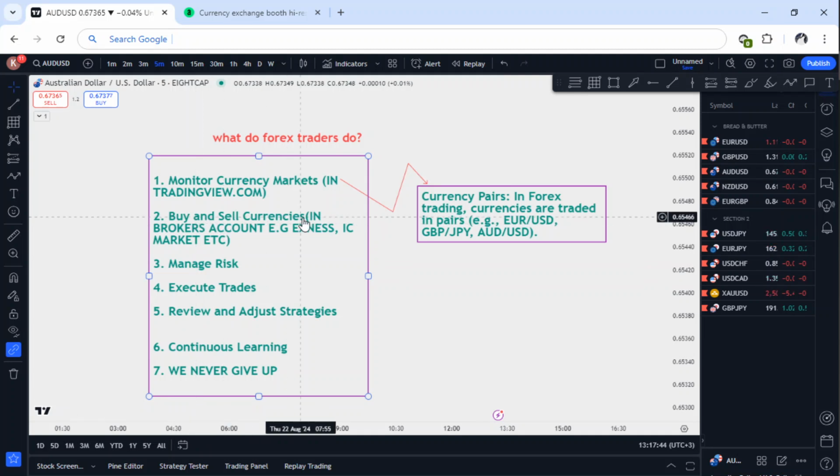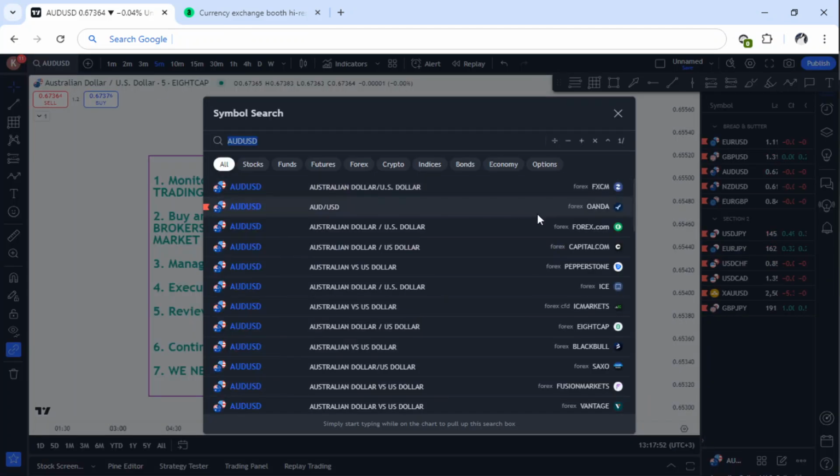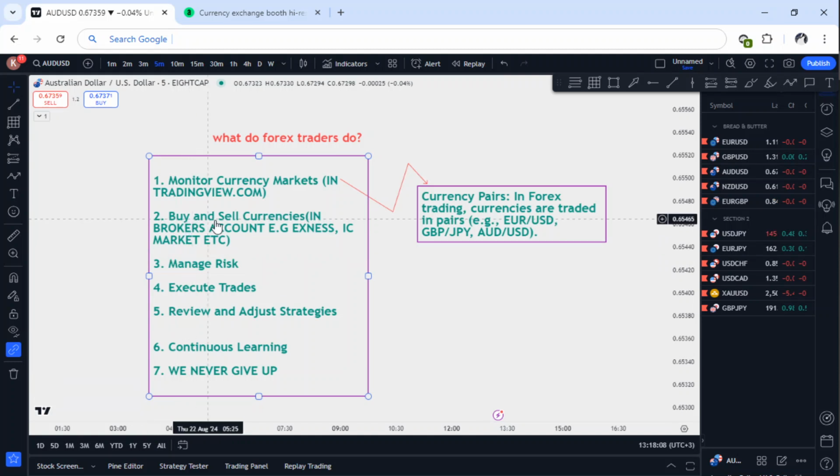Now they buy and sell currencies in brokers' accounts, e.g. Exness, Pepperstone, IC Markets. You can see them here. This is where we buy. After monitoring the trades in TradingView, here is where we go and buy. We create an account with them, such as BlackBull.com, Saxo, Forex.com. You just choose the broker that people use mostly in your region. So that is what we do: we buy and sell currencies in different brokers' accounts, and then we manage risk. We determine the amount of money we want to risk today, tomorrow, or per account, the lot sizes, the leverage, we set limits, etc.